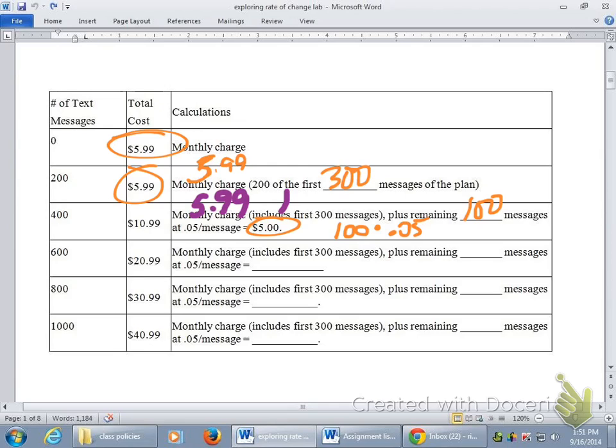Okay, here what we're doing is going through a practice example of how you would calculate the monthly cost, the total cost, based on our sample plan, which was $5.99 per month for the first 300 minutes, and then 5 cents a message after that. So we're just walking through that.